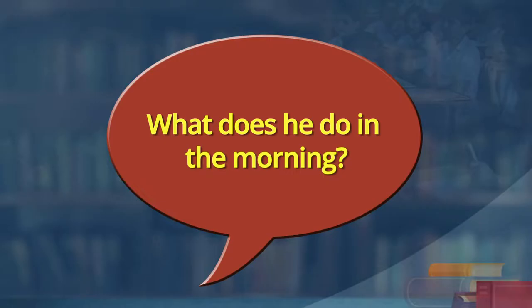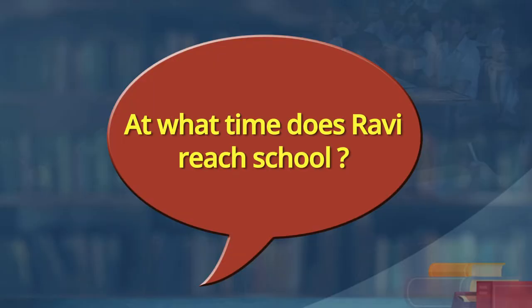We have read it twice. So, I am going to ask you, just recall, otherwise we will read again, some questions you will have to answer. Okay, sir. Where does Ravi live? Ravi lives in Chhatarpur. What does he do in the morning? He goes for a walk every day in the morning. What time does Ravi reach the school? He reaches the school at 8 a.m.